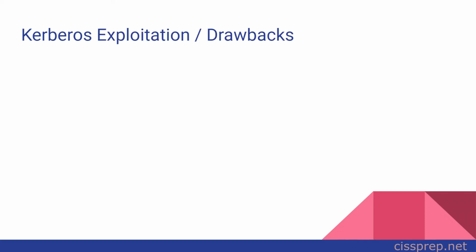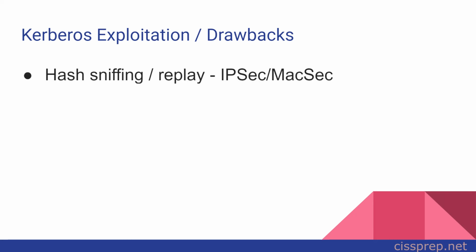A few more final thoughts on Kerberos exploitations and drawbacks. As I said in the last slide, the tickets are encrypted with a symmetric key, but the initial and subsequent transmissions aren't, other than the tickets. So you do need to consider something like IPsec or MACsec. This presents a possibility, I'm assuming, of hash sniffing, and I believe this would also relate to pass the hash attacks.